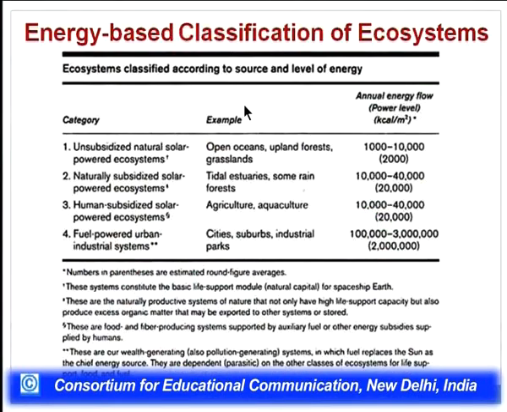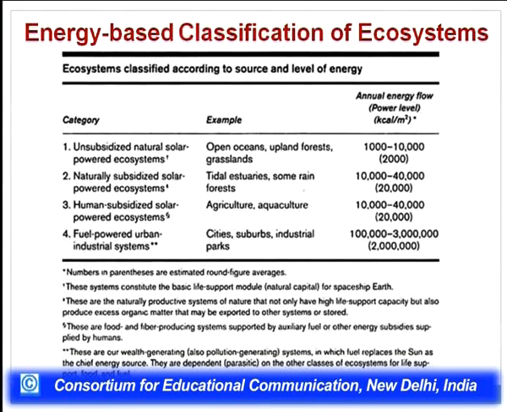So there are the unsubsidized natural solar powered ecosystems. Unsubsidized natural solar powered ecosystems basically refers to the ecosystems which are solely provided energy by the sun. So the solar energy is the only source of energy that is available or utilized by these particular ecosystems, and they are not provided energy by any subsidized or auxiliary systems. The examples include the open oceans, the upland forests, grasslands and large lakes.